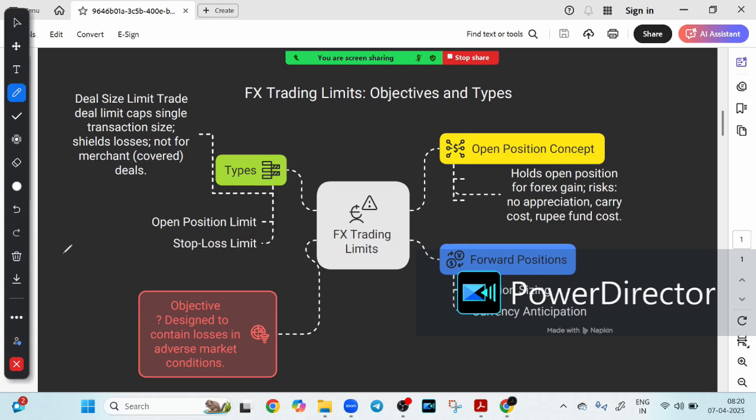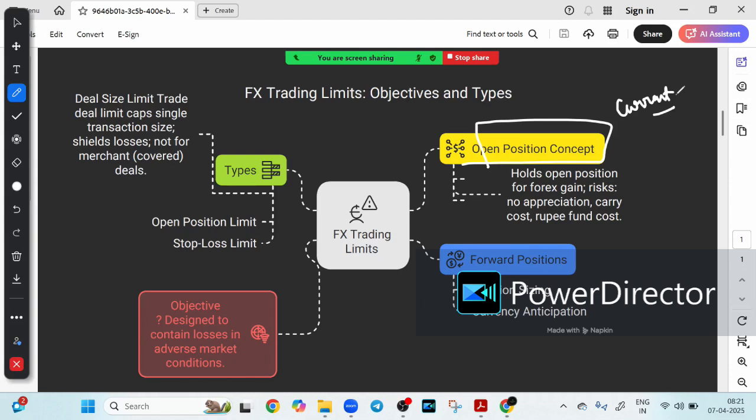If you look at the open position concept here on the right side, what is the meaning of open position? This refers to a situation where a bank holds a currency position open, expecting to gain from the forex movement. That is why the bank keeps its position open. That is called the open position.